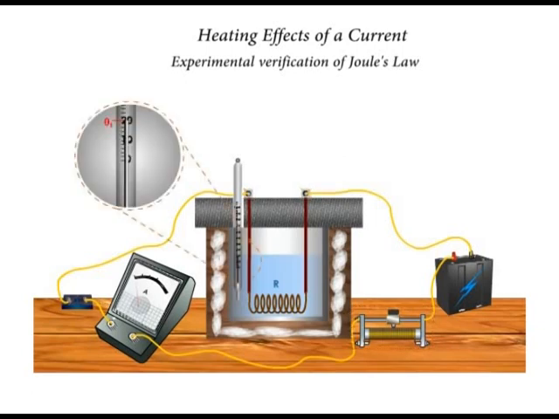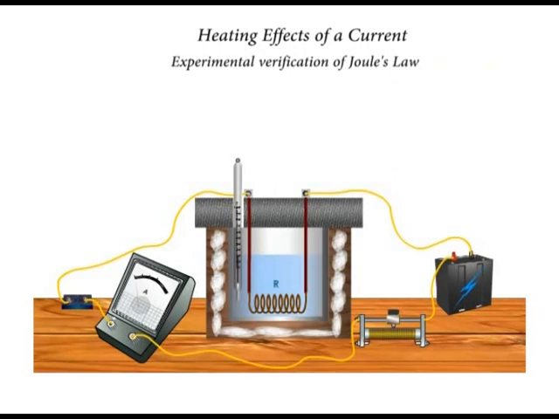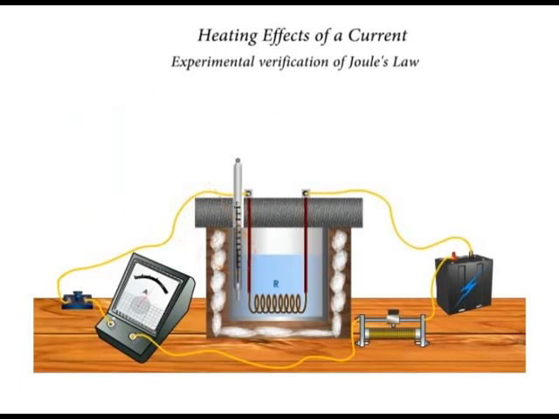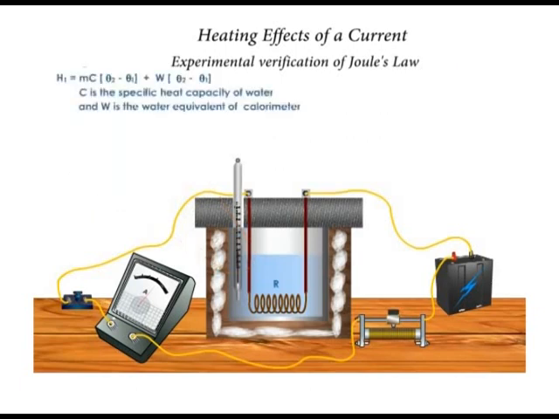He noted the initial temperature of water, θ1, and then passed the current I through the resistor for a known interval of time, say 15 minutes. Due to the flow of current, the temperature increased to θ2. He calculated H1, the heat gained by the calorimeter and water.